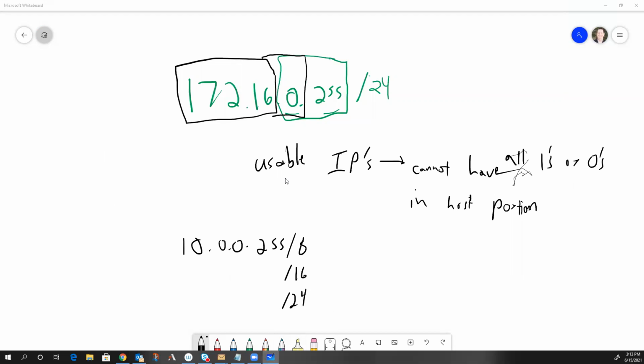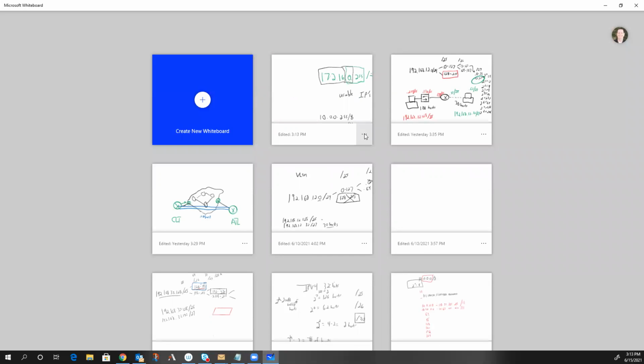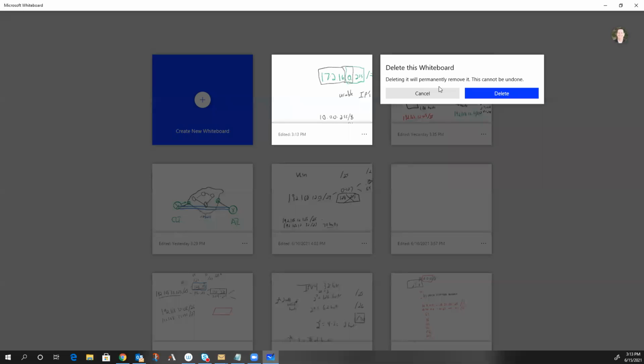With a /8 mask, this is a valid IP address. With a /16, it's a valid IP address. With a /24, it is not a valid IP address to put on a host. So you have to look at the addresses and the actual mask associated with that address to figure out whether or not it's a usable address. Questions about that? Questions about IP addresses and their usability or their format?